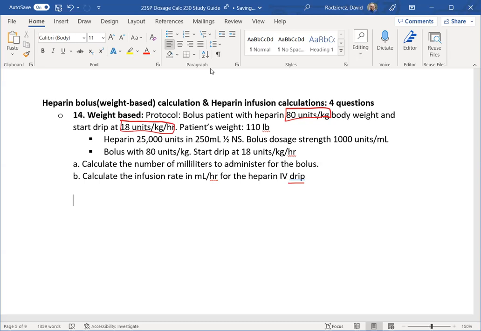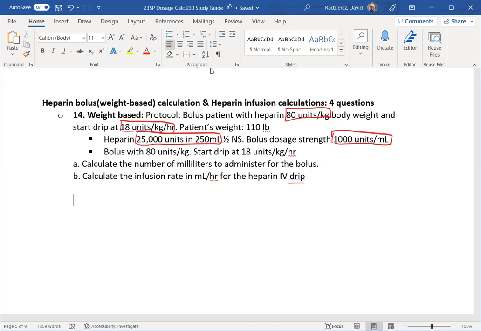The other pieces of information you need to know is it's going to ask you to calculate how much to administer as the bolus, and you want to know how much that is in milliliters. So you need to know the bolus dose strength is 1,000 units per milliliter. And for your infusion, you have 25,000 units in 250 ml. So basically it's like 2 questions built into one. At Allegheny campus, they'll get asked both these questions. It'll count as one question. I don't know if that's the same for you guys or not.